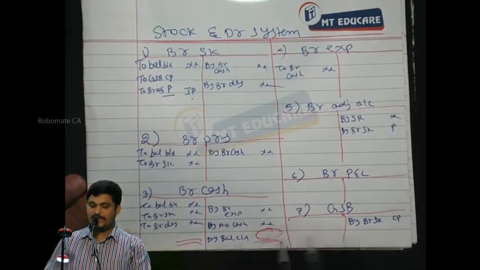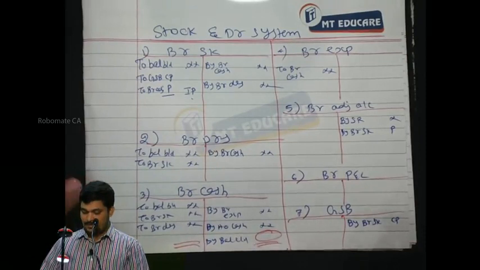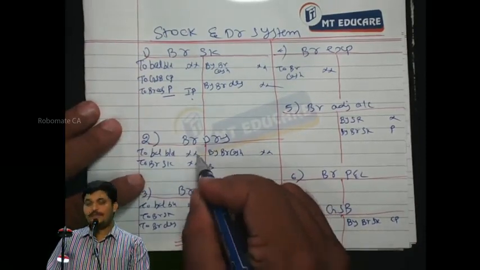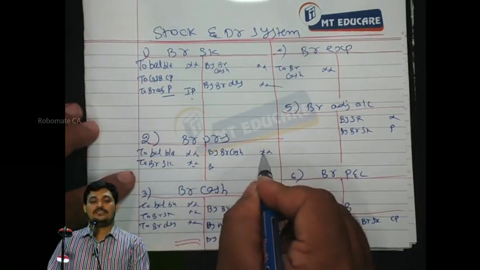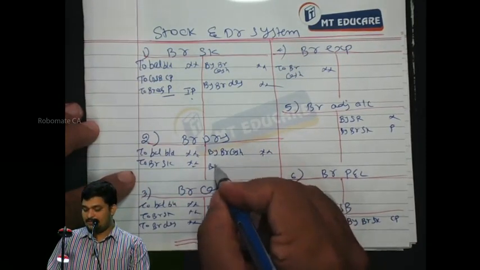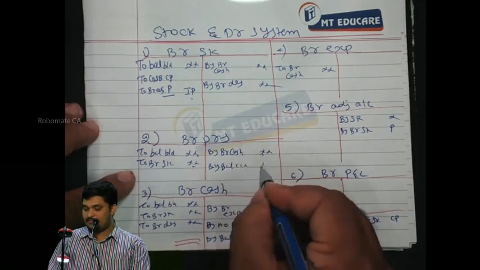Balance carry down. Please respond, friends. Yes, sir. Branch debtors will have opening balance, sales, collection and closing balance. Balance carry down.